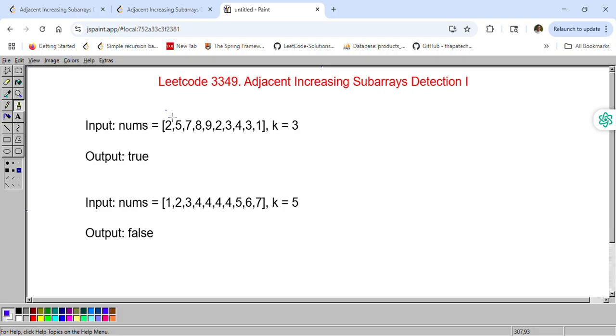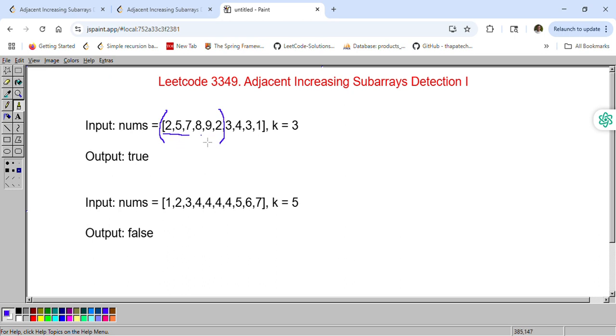For example, I will take these 6 elements in the beginning, right? You understood this, right? Why are we taking 6? I already explained, because the length is k, so the adjacent subarrays' length will be k multiplied by 2. So here we will find out if this one is strictly increasing. Yes, it's strictly increasing.